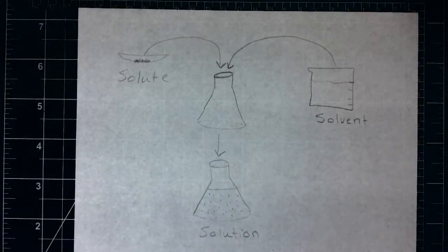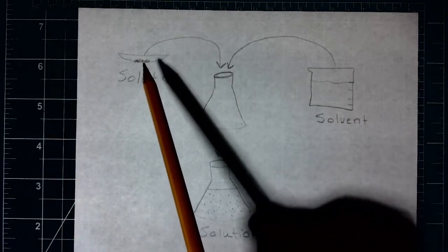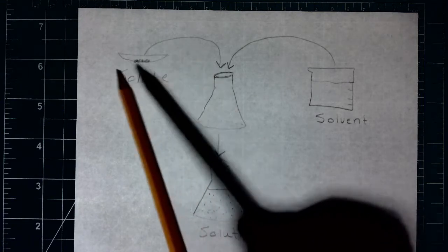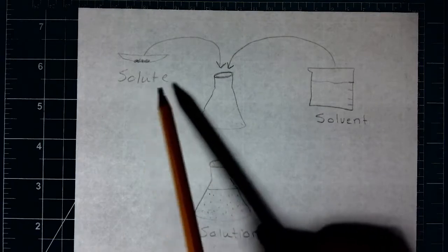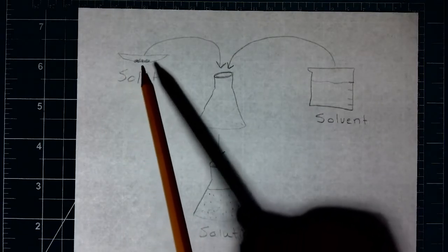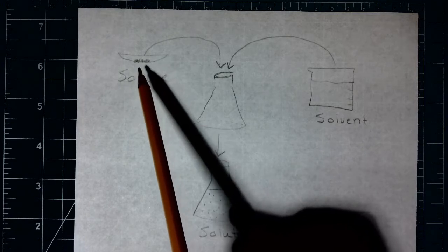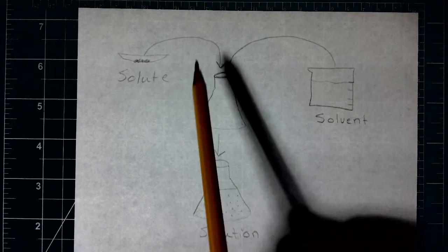Hello everybody. In this video, we're going to talk a little bit about solutions. So what is exactly a solution? We're going to start with some kind of component that's going to be lesser than the other component. And we're going to call this the solute. This could be like a little bit of salt when you're cooking, or even some of that instant coffee or something like that.